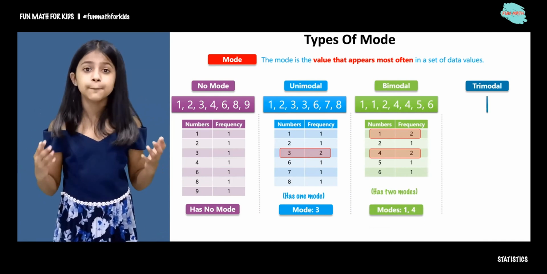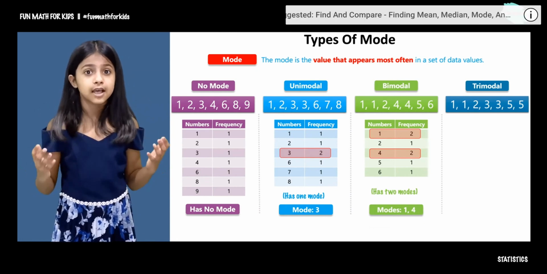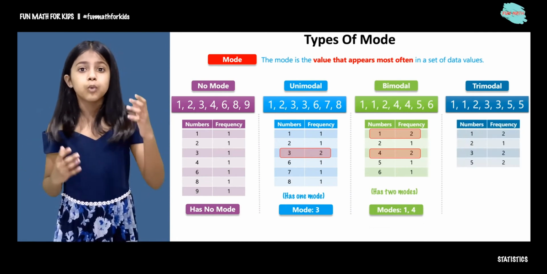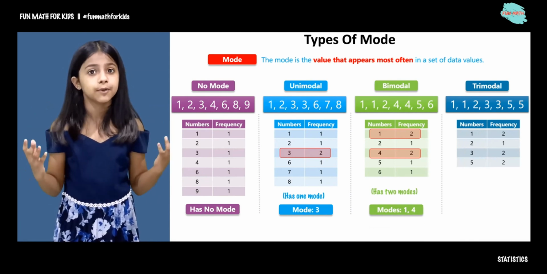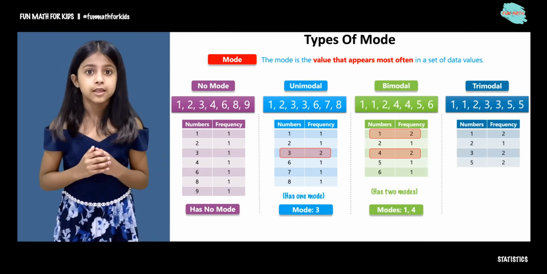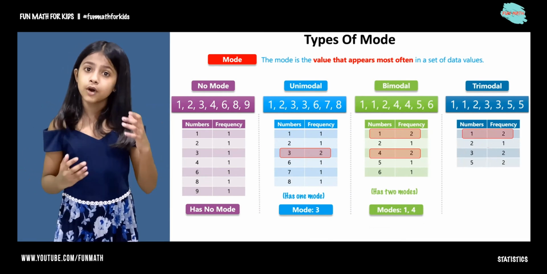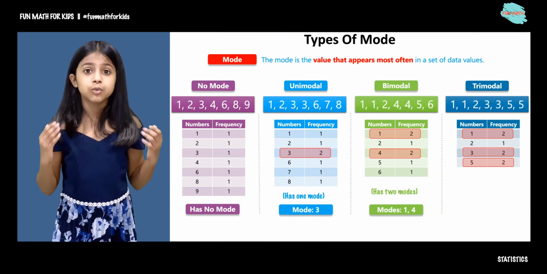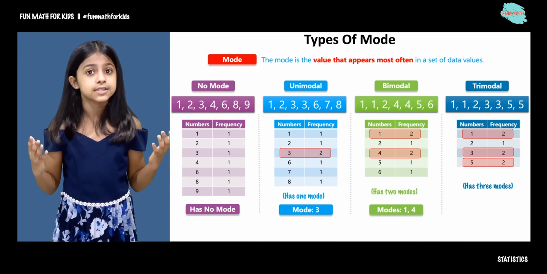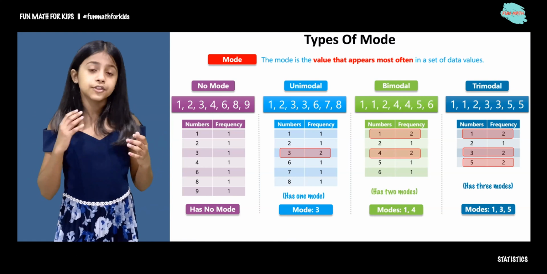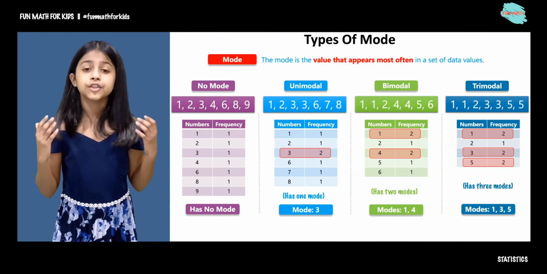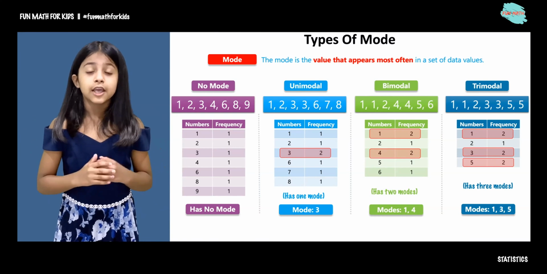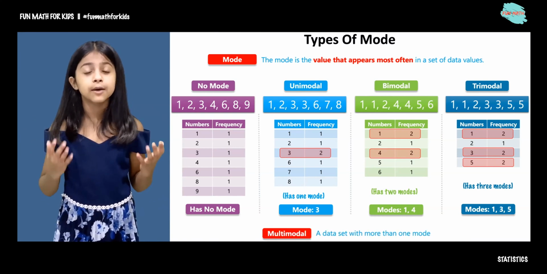Now let's move on and talk about trimodal. Here we have a data set. In the data set, we have numbers 1, 1, 2, 3, 3, 5, and 5. Here we have a frequency table. 1, 3, and 5 have appeared twice in the table, and 2 has appeared only once. So what is the mode here? The mode is 1, 3, and 5 because those are the three numbers that appear most often in this data set. That is why this data set has 3 modes, and those are 1, 3, and 5. Since we have 3 modes, we call this trimodal. There's something to remember here. If your data set has more than one mode, it is called multimodal.